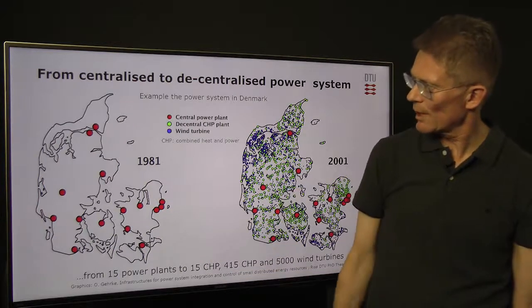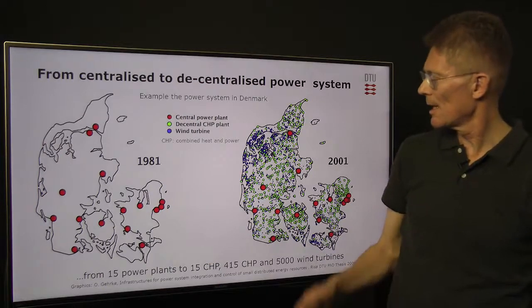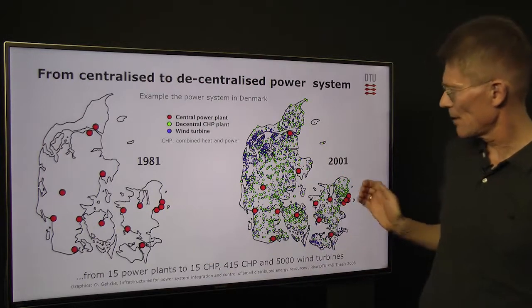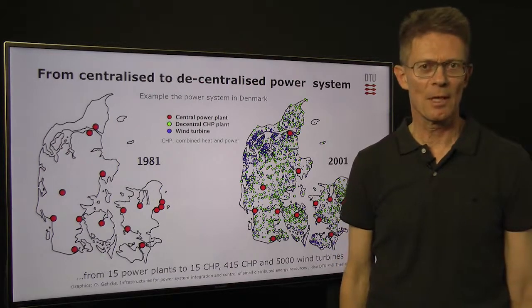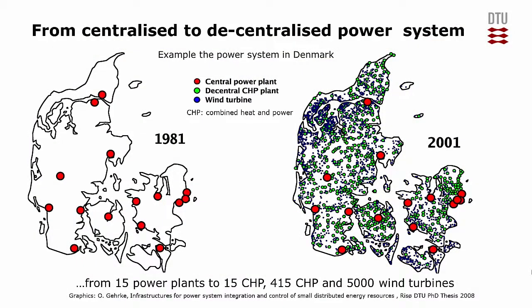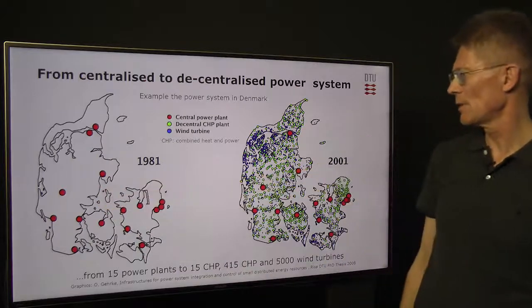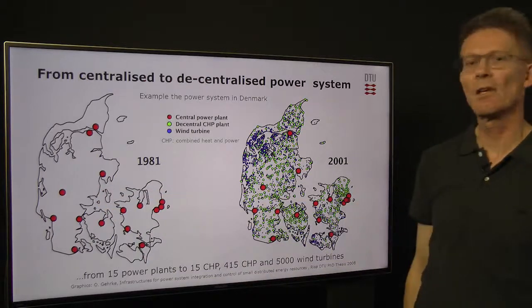In the 1980s, we had 15 centralized power plants spread over the country. That's the red dots. And today we have also 15 power plants. They have now been converted to combined heat and power plants, so they are both producing electricity and heat. On top of that, we have installed 415 decentralized combined heat and power plants, and that is the green dots you can see here on the right-hand figure. The blue ones are the wind turbines that are also spread all over the country. So we have transformed the electricity system of Denmark from a centralized to a very decentralized system, which it is today.